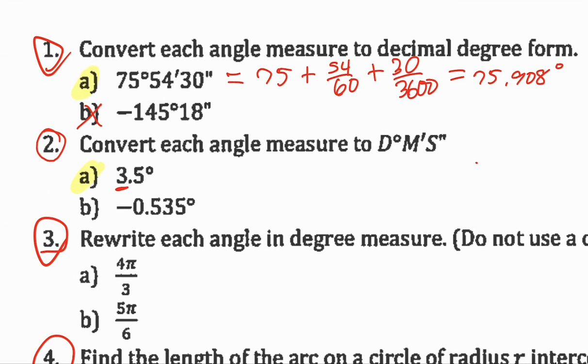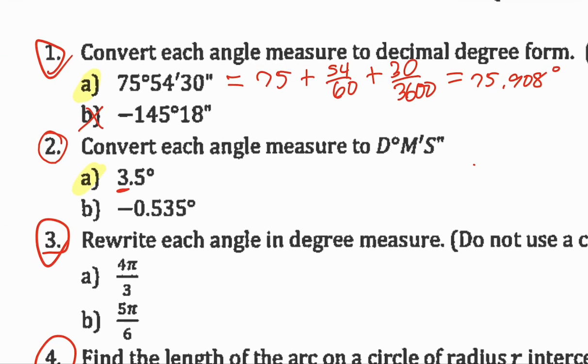Okay? We're not going to do B. Please look at A. We're going to change it up a little bit. Could you make that 3.575 degrees? Okay, just so we have a little more to work with. So it says convert each angle measure to degrees, minutes, and seconds. So what we know right now is we have 3 full degrees. So we take that off.